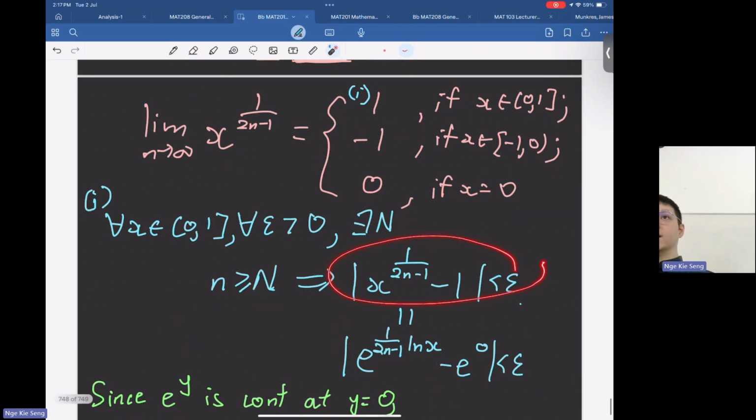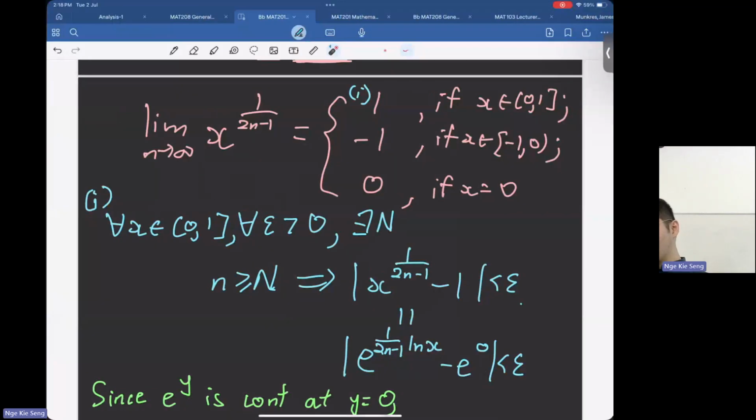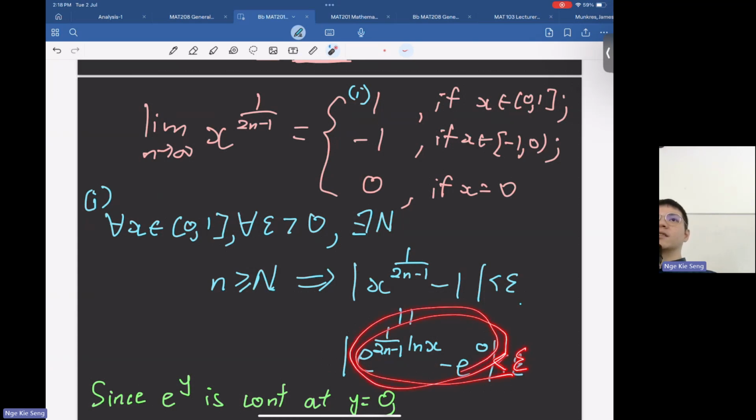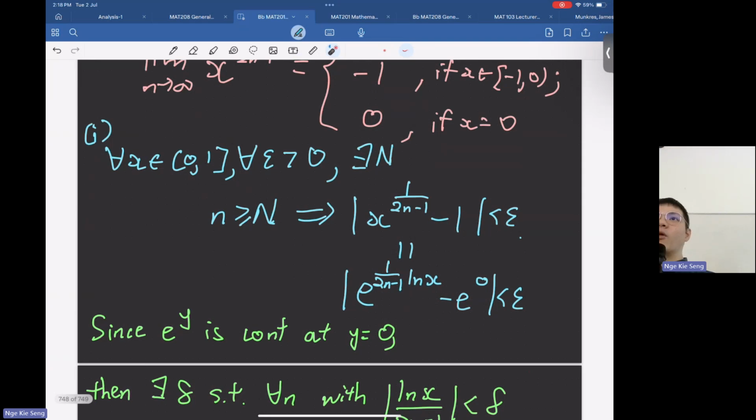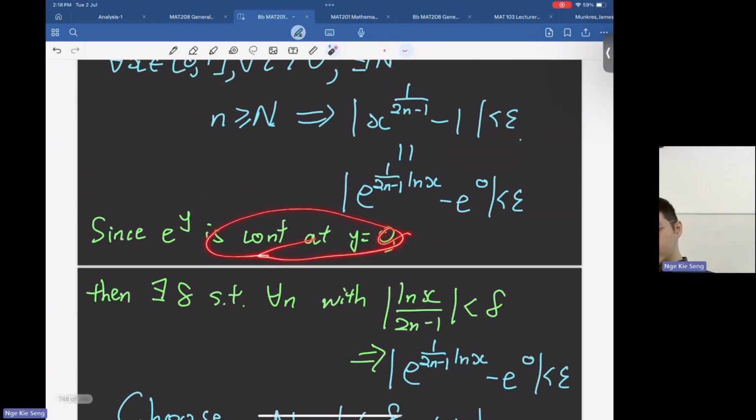But what's this inequality here? How do we define x to the rational power? We actually use the exponential power. Remember in tutorial 8. But if you write this form, what does this mean? If you want to make this less than epsilon, what is this? What's the difference here? This is the continuity of E. Continuity of E at where? At what point? At the point 0. This point is changing. So at this point it is 0.